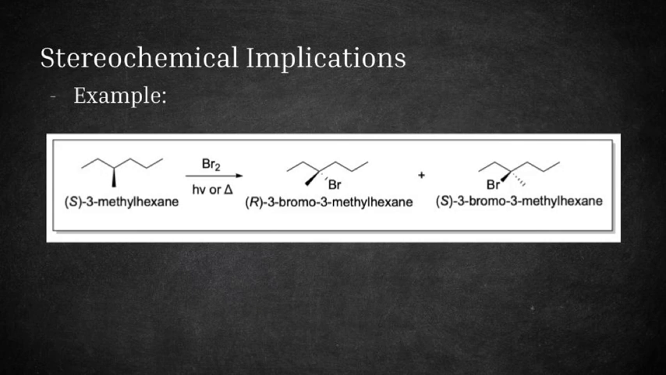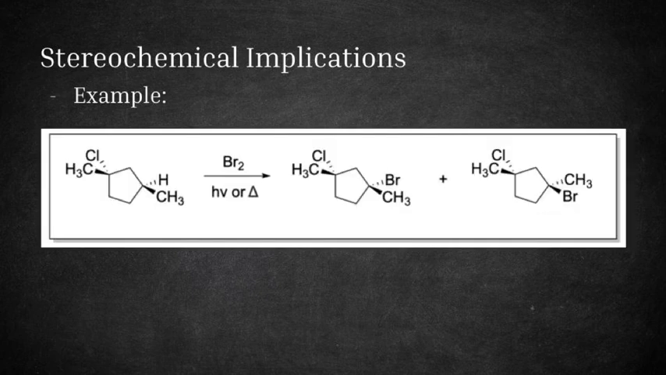For example, consider the following reaction. S-3-methylhexane reacts with bromine under photochemical or heat conditions to give a racemic mixture of enantiomers, R and S 3-bromo-3-methylhexane. Radical reactions with chiral starting materials do not always result in a racemic mixture of enantiomers.